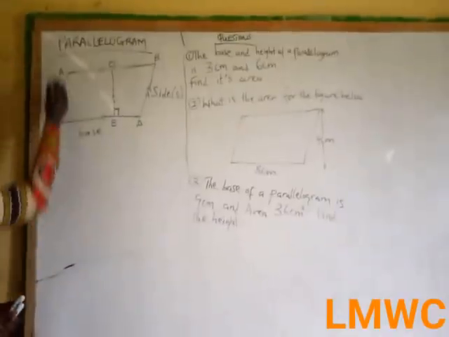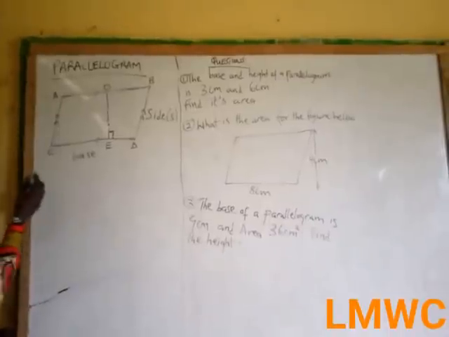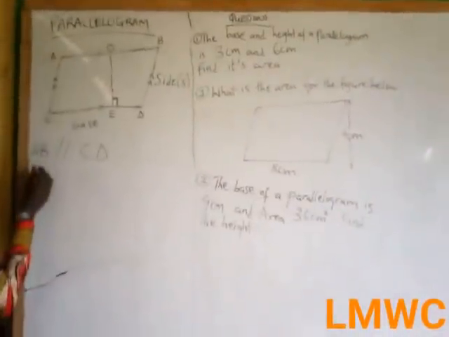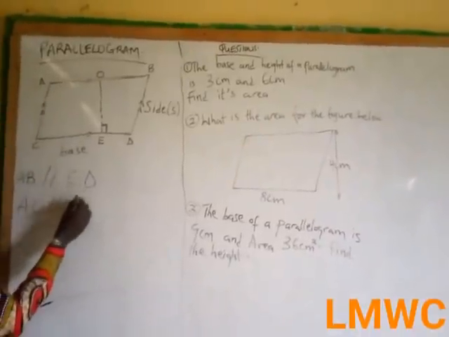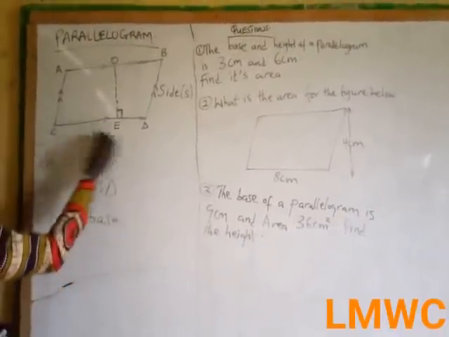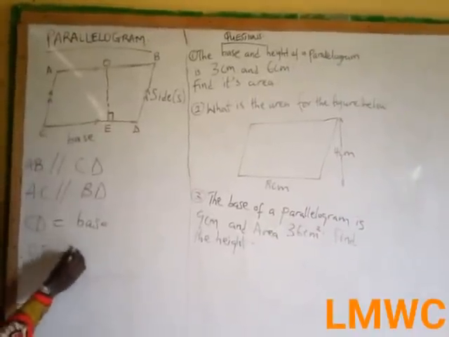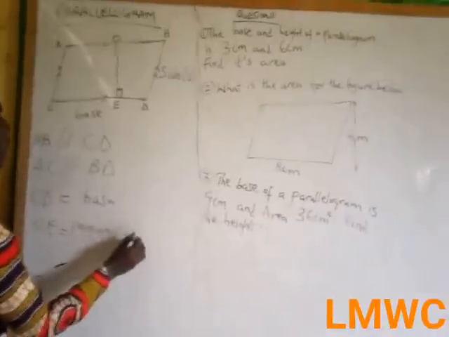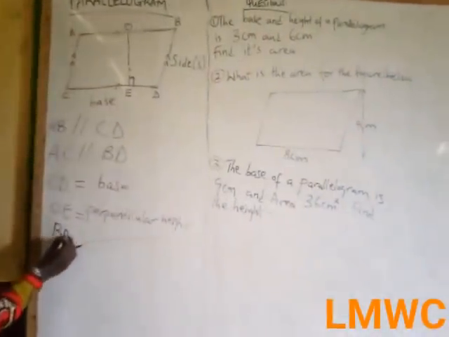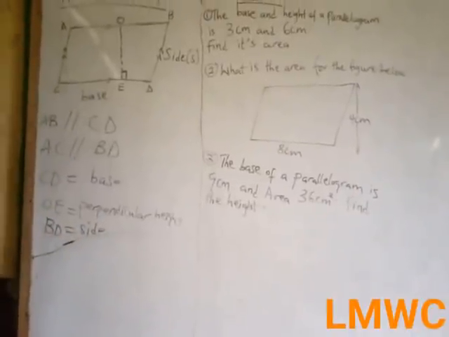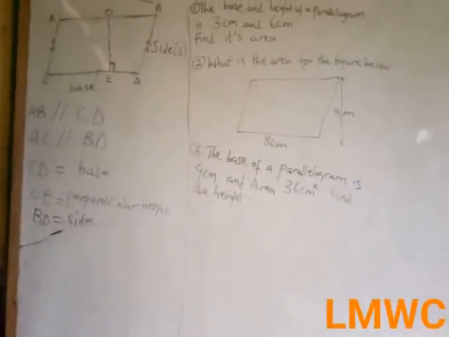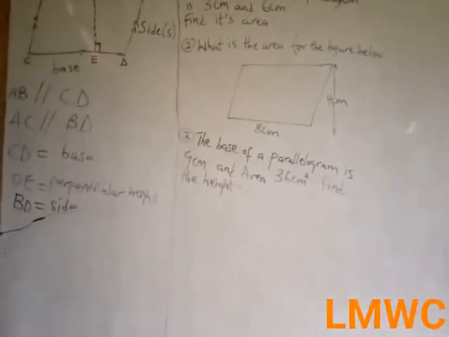Parallelogram. Take note. So I want to describe this diagram. We have AB, AB is parallel to CD. And AC is also parallel to line BD. We have CD as our base, and OE is the perpendicular height. I want you to understand it, that's why I'm explaining it. And we have BD as our side. So AB is parallel to CD. AC is also parallel to BD. We have OE as our perpendicular height, CD as a base and BD as a side.